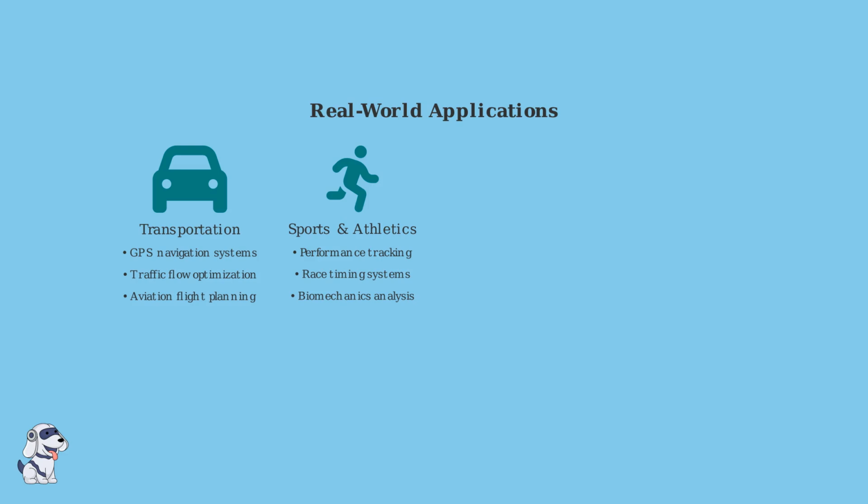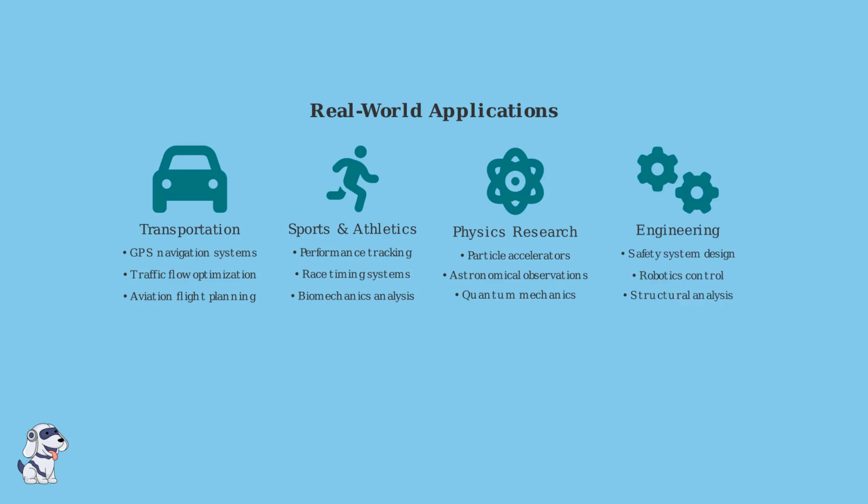Sports science relies heavily on speed and velocity measurements. Athletes use this data to improve performance, while coaches analyze movement patterns to optimize training programs. In physics research, particle accelerators require precise velocity control to study fundamental particles. Astronomers calculate celestial object velocities to understand cosmic phenomena. Engineers design safety systems like airbags and collision avoidance systems using speed and velocity calculations. Robotics engineers program precise movement control for automated systems.